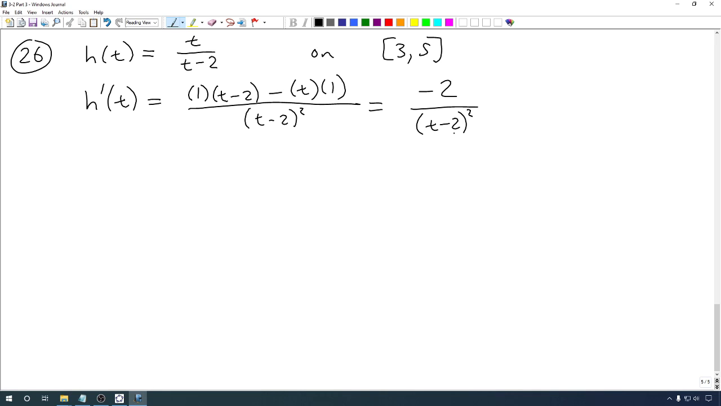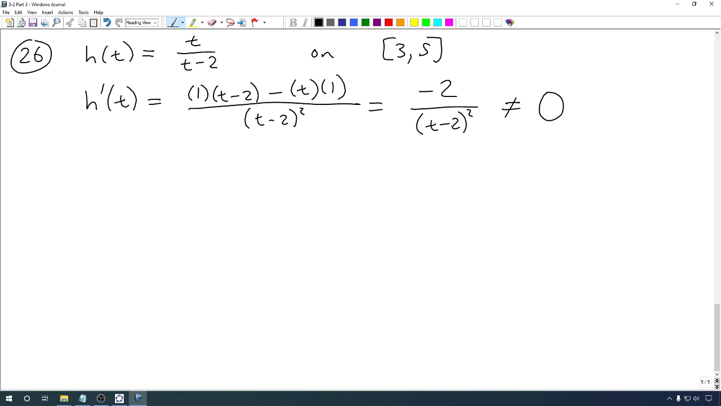So our derivative is actually relatively nice for what it could have been. And now we can think about what's happening with this derivative. Where is this derivative equal to 0? Well, if a fraction equals 0, then the numerator has to equal 0. But in this case, our numerator is -2. That's never equal to 0. So this can never equal 0. So we don't have a critical point from setting it equal to 0.